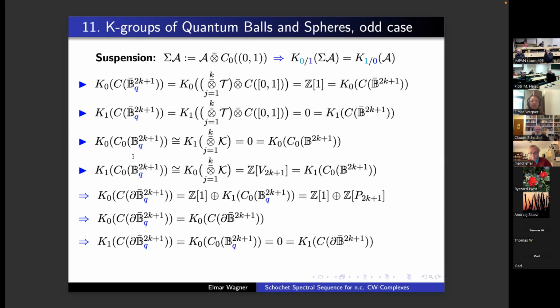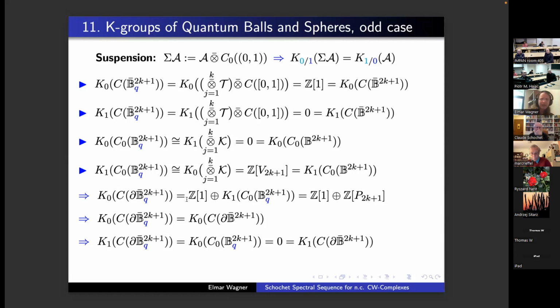K1 now of the inside of the open balls is the suspension of the compact. So it's isomorphic to K0 of the compact. We get one element which generates it. So it's one copy of Z, exactly as in the classical case. What else? So K0 of the boundaries.